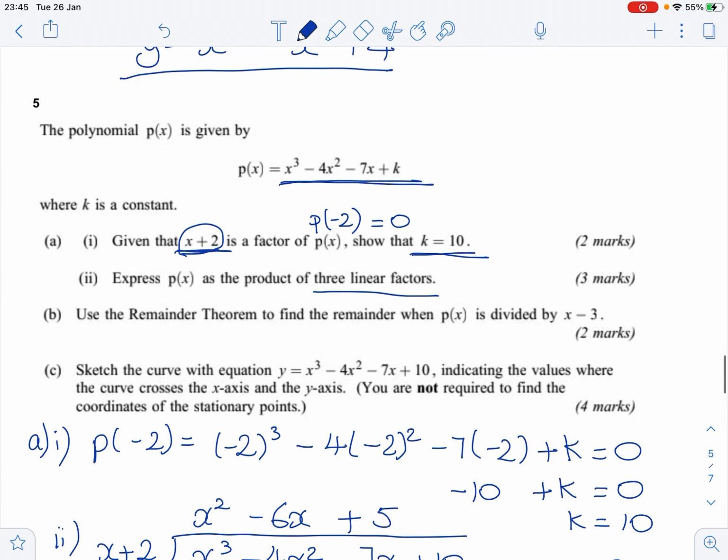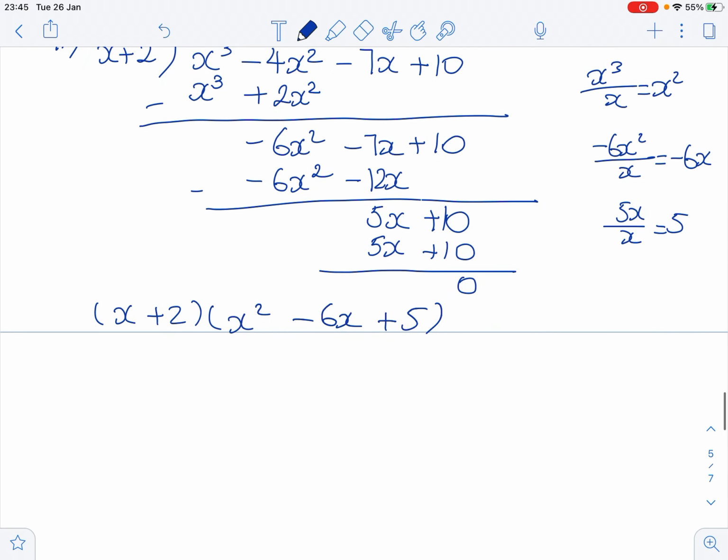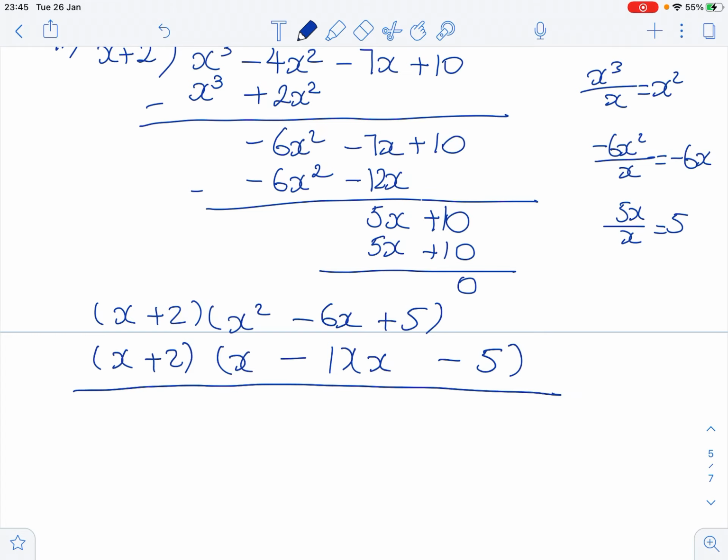Then the question asks us to write 3 linear factors. So we just need to factorize this part here as well. So we have x and x. So 1 and 5. Then 2 numbers that multiply together to give you 5, and add to give you minus 6, so it must be minus 1 and minus 5. So this is our final solution.